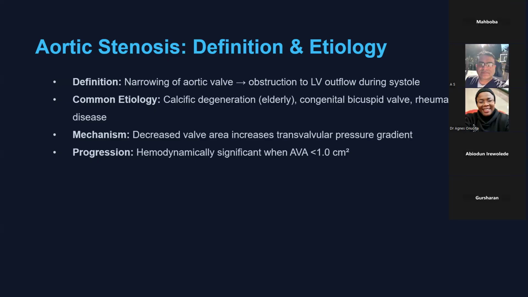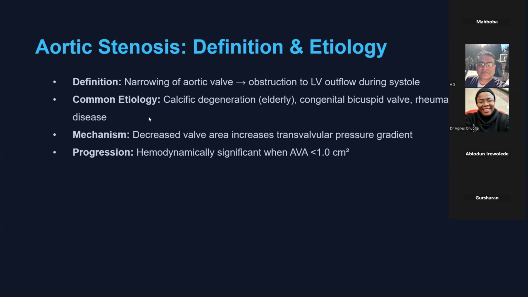everyone. Today we will cover valvular heart disease. Valve pathologies can be broadly divided into stenosis or insufficiency or regurgitation. And first we have aortic stenosis, which is common and seen in the elderly most often. By definition, aortic stenosis is the narrowing of the aortic valve. This causes obstruction to the outflow from the left ventricle during systole.